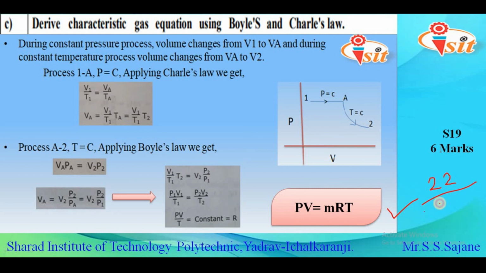Out of this 22, you can see that 10 marks were theoretical based questions, whereas the rest of 12 marks are numerical based. So if you are just concentrating on the theoretical points, then you will not be able to score maximum marks for this chapter. So I would like to suggest you to focus more on numericals for this particular chapter.